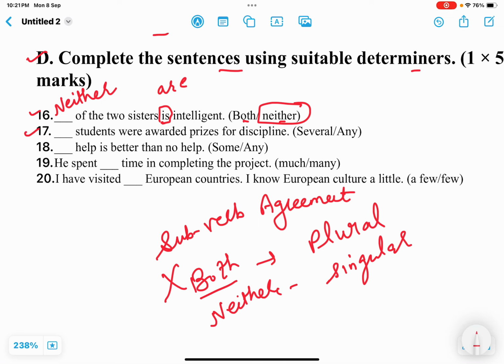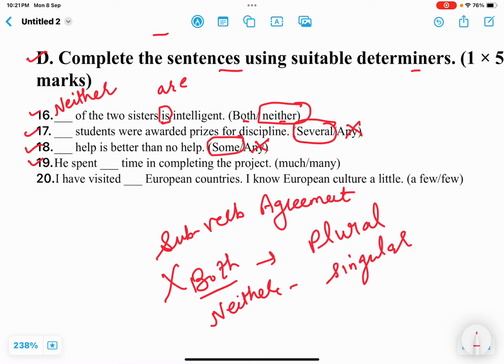Next one is, dash students were awarded prizes for discipline. Any students? No, because the negative sentence is not here. So here the answer is several. Several students were awarded prizes for discipline. Next one is, dash help is better than no help. So any is once again used in negative sentences. So here it is not a negative sentence. So some is the correct answer.